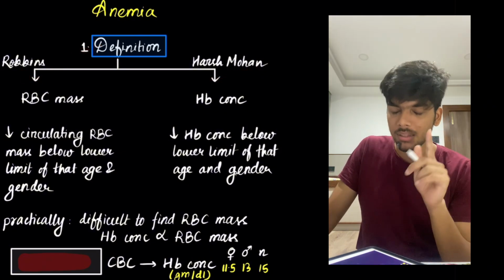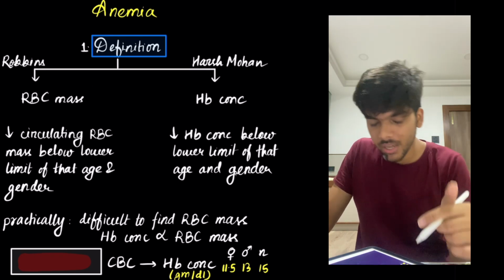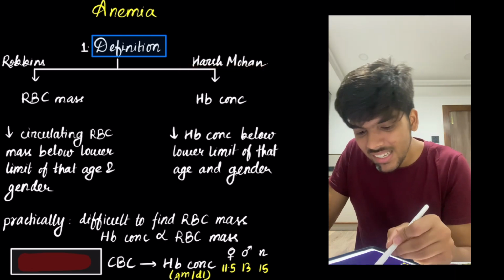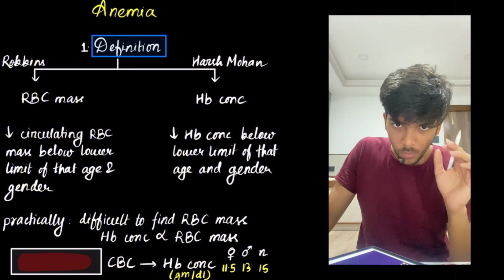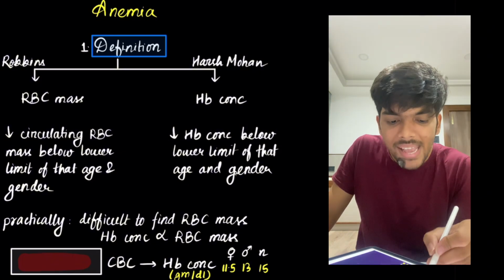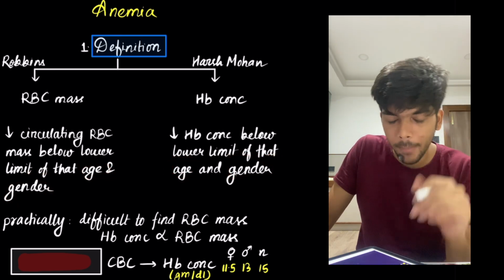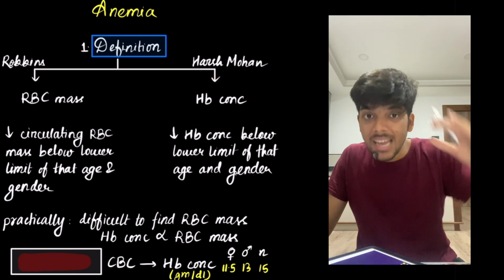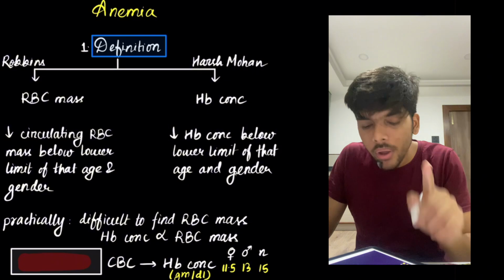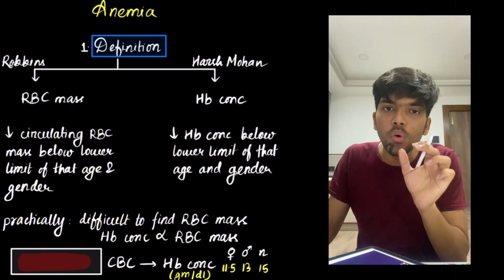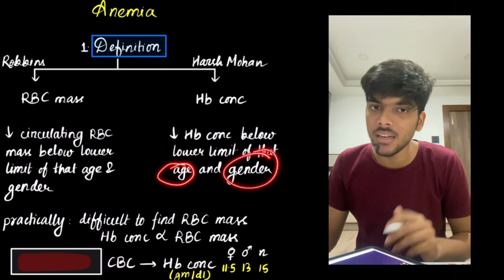Now, in both these definitions by Robbins and by Hirschman, I've been emphasizing one particular thing. According to Robbins, there is a decrease in RBC mass for it to be called anemia. According to Hirschman, there is a decrease in hemoglobin concentration to be called anemia. But then, what is taken into consideration is the age and gender of the individual. Why? The hemoglobin concentration has to be below the lower limit for the person to be anemic. However, this lower limit of hemoglobin concentration is variable. It depends both on the age and gender of the person.